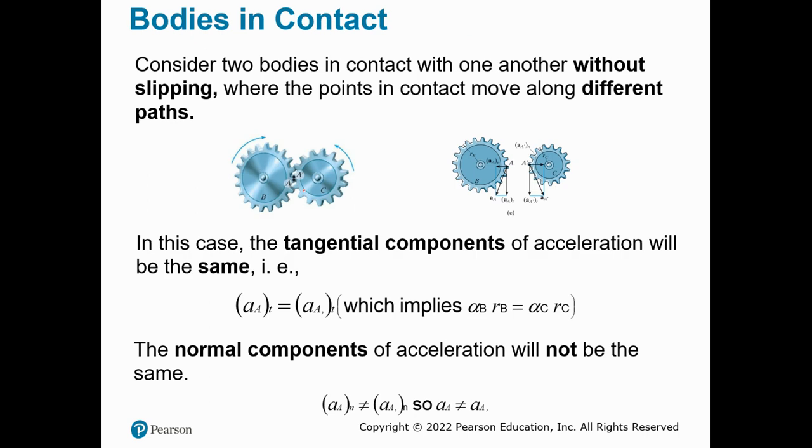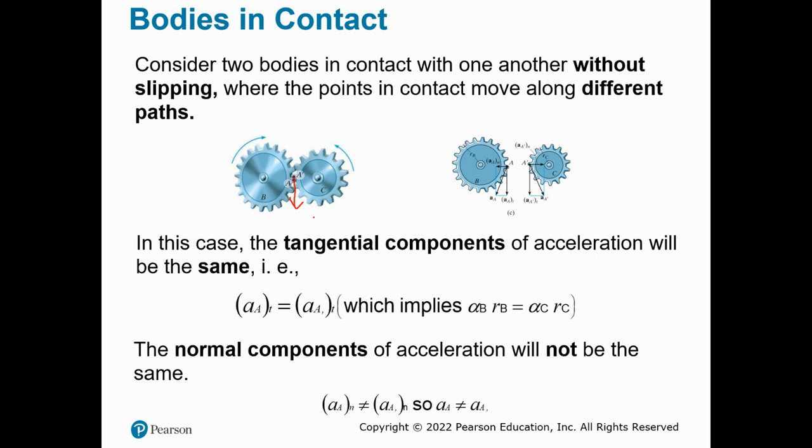Keep going. We're going to talk about bodies in contact. Typically, with bodies in contact, we talk a lot about gears. Consider two bodies in contact with one another without slipping, where the points in contact move along different paths. In this case, the point we have in contact at this point A right here will share the same linear velocity at that location A. In this case, the tangent component of the acceleration will be the same.